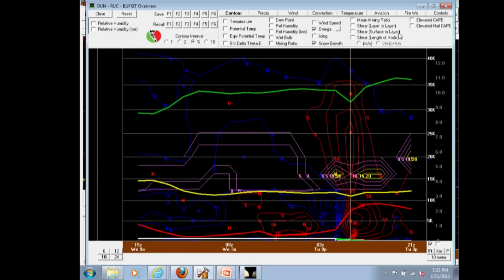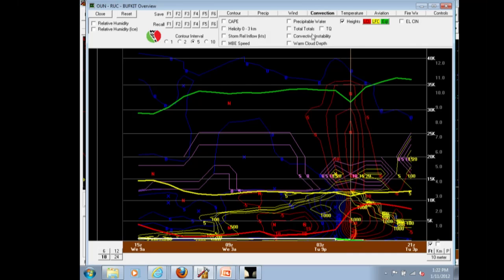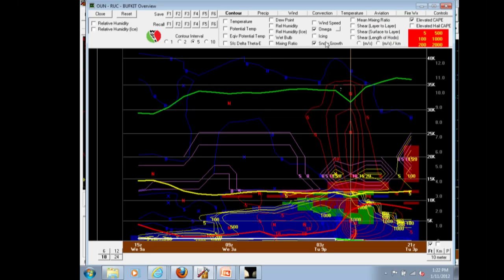If we want elevated CAPE, we can click this on, and then I'm going to do something else to you. So you go to convection, and let's look at elevated CIN. Now, why am I doing this? Let's take off omega.